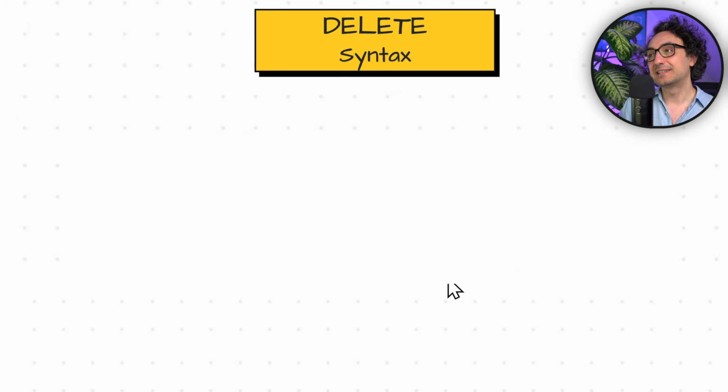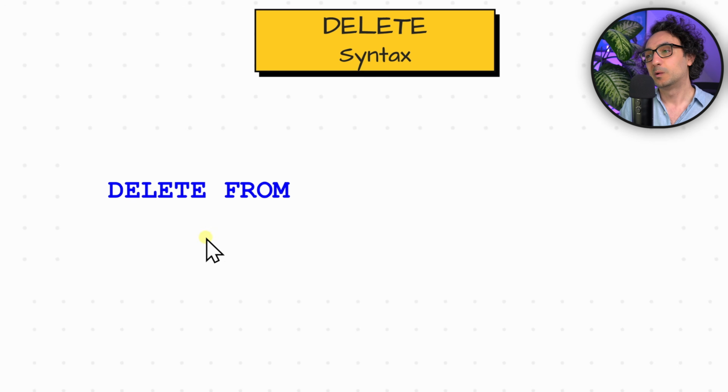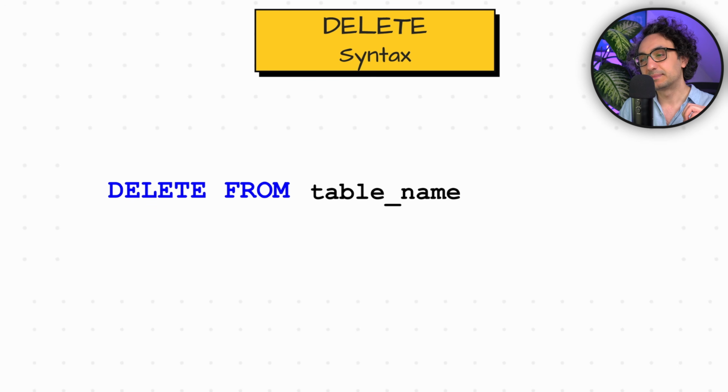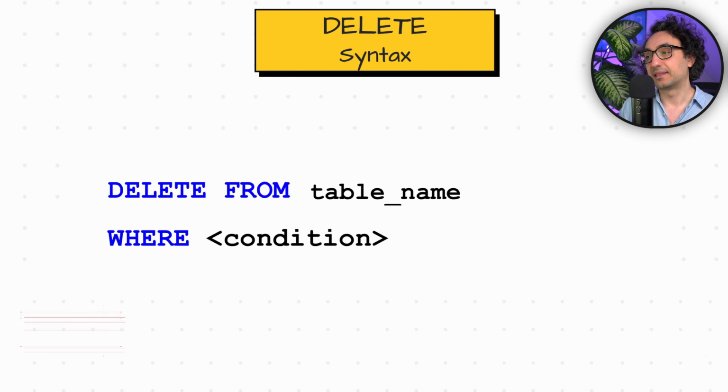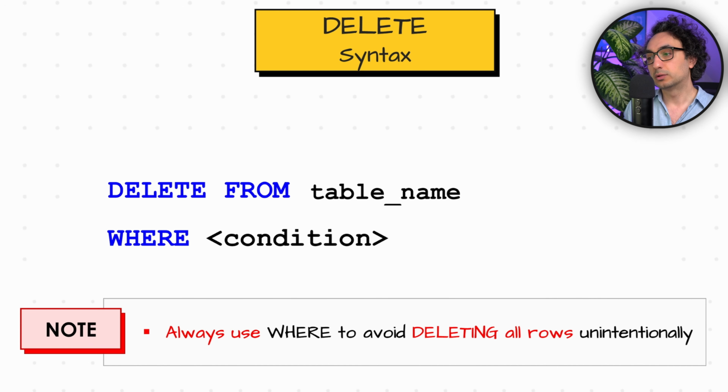Alright, now the syntax of delete is going to be very simple. We're going to say delete from, and then write the table name, and here comes something very important. We have to add a where condition, just like the update. If you don't include a where condition, you will end up deleting all the rows inside the table. So the syntax is very simple.